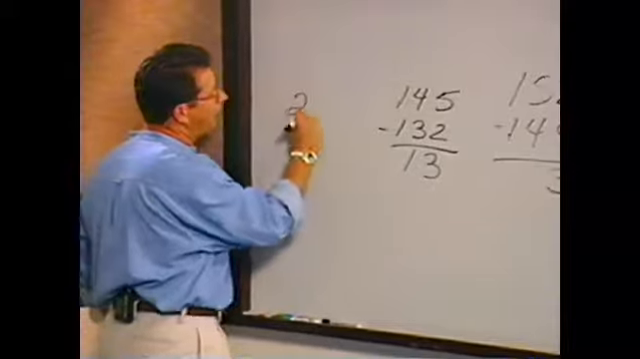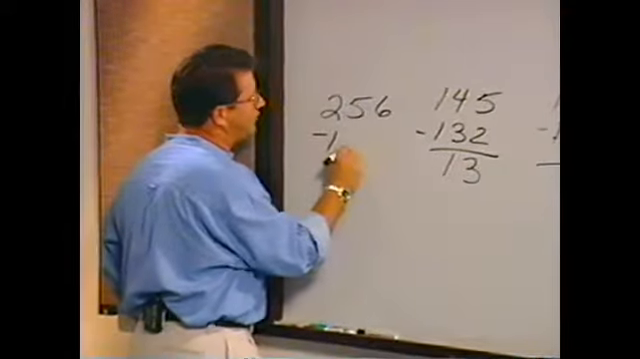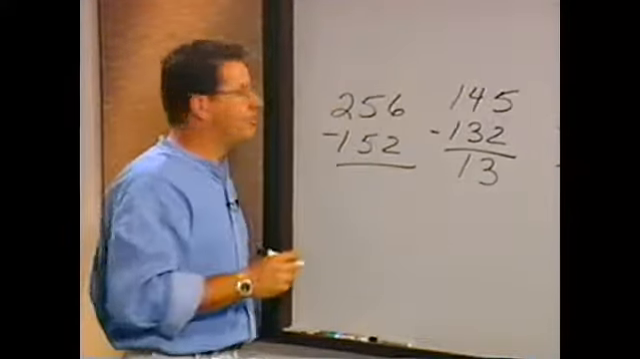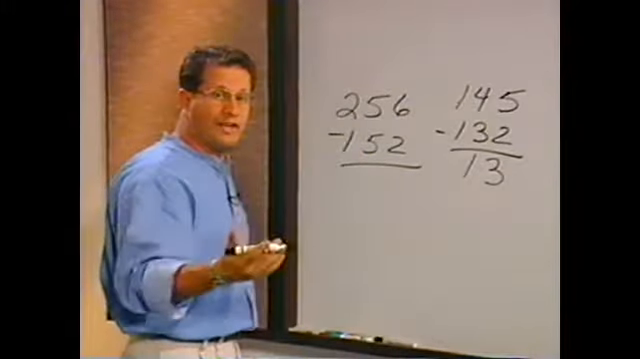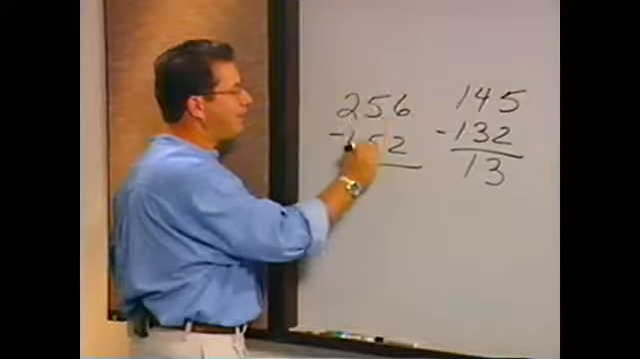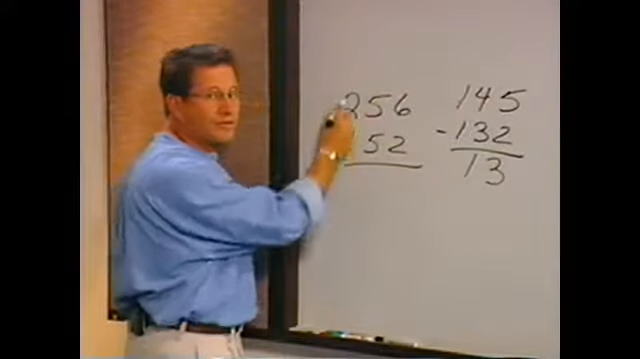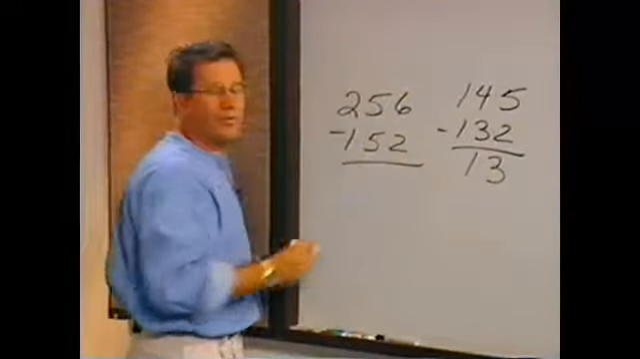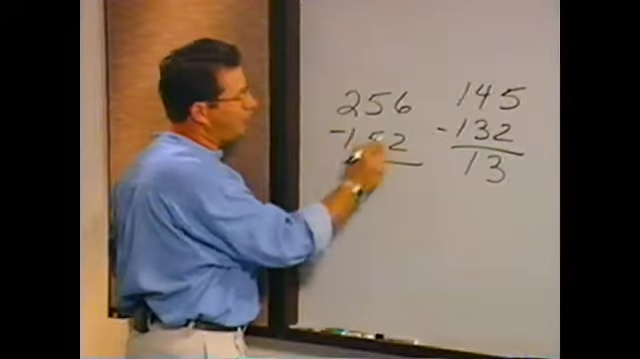How about 256 minus 152? All right, let's go over to the hundreds. What's 200 minus 100? You should get an answer of 100. And now come over here. What's 50 minus 50? 0. So all you've got left so far is the 100 that we had. So let's go to the ones. What's 6 minus 2? The answer is 4. So the total answer would be 104.